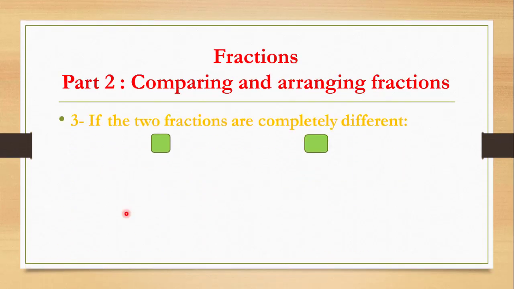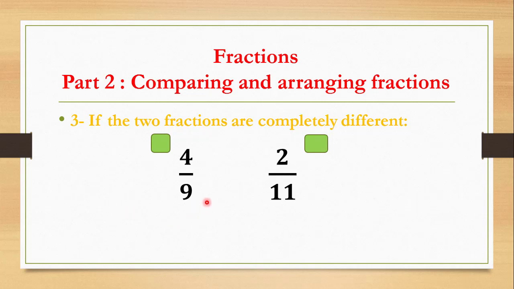Okay, what about the third case? If the two fractions are completely different. For example, we have here 4/9 and 2/11. In this case, they are different. Did they have the same number up, the same numerator? No. Did they have the same number down, denominator? No. So, what can we do?